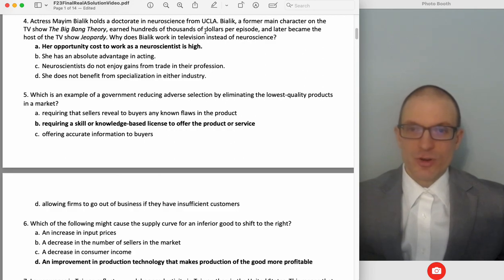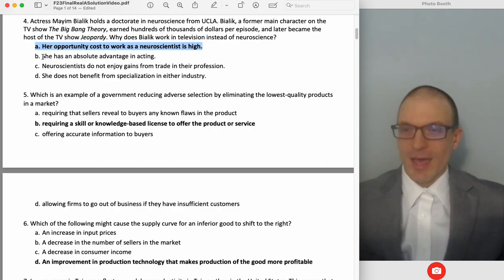Holds a doctorate in neuroscience from UCLA, former main character in Big Bang Theory, earned hundreds of thousands of dollars per episode, later became the host of Jeopardy for a while. Why work in television instead of neuroscience? Oh, we'd say the opportunity cost of working as a neuroscientist is high, right? The foregone ability to what? Earn income working in TV.